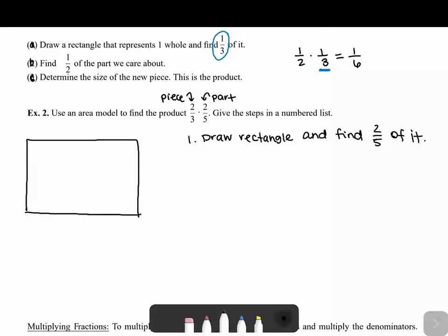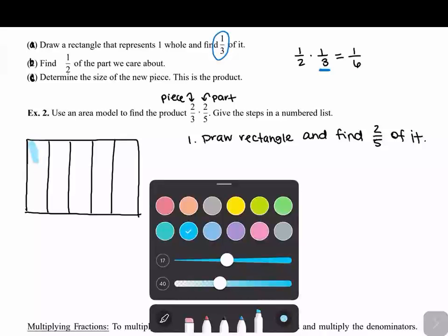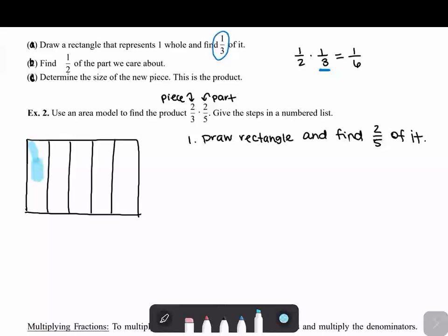So I'm just going to do this. We divided it into fifths, and we want to shade it to be 2/5. So I'm going to shade this in blue, and make it a little bit bigger. It's not going to be that exact, but just for time. Okay, so there's 1/5 shaded, and now we're going to shade the second fifth. Okay, so we have 2/5 shaded. So we drew a rectangle and we found 2/5 of it.